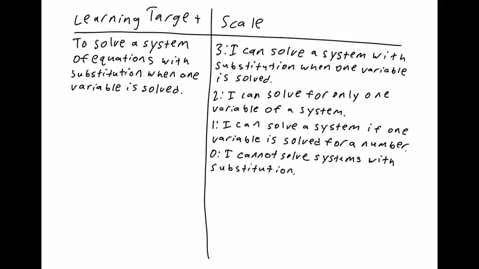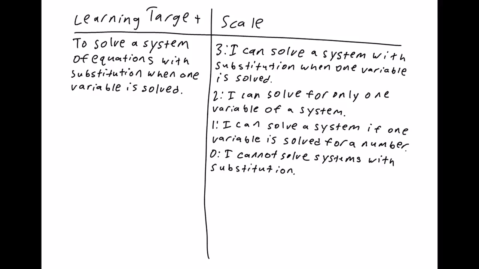The learning target for today is to solve a system of equations with substitution when one variable is solved. So this is part one of substitution. We'll do two parts, and substitution is the second of three methods to solve systems of equations. We just did graphing, now we're doing substitution, and then we'll follow up with elimination.